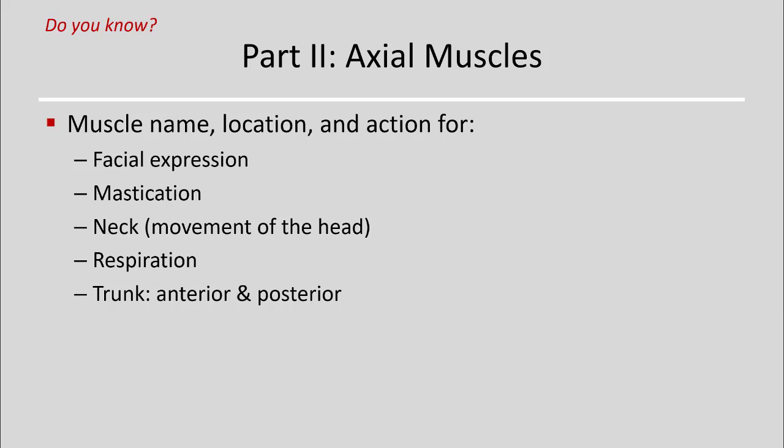So in summary, for the axial muscles, you should know the muscle's name, location, and action. You should be able to identify them by description or in a diagram. For each muscle you name, you should be able to name a function or action.